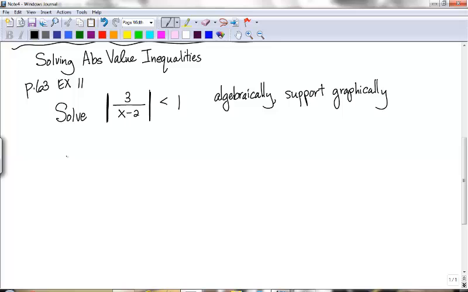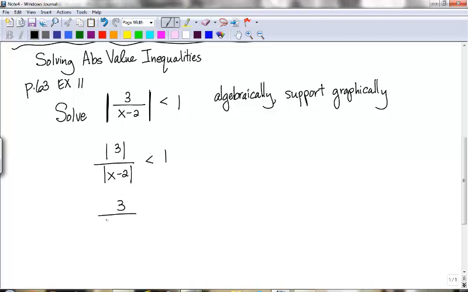One thing: when you have a fraction inside an absolute value, it is legal to split it up. The absolute value of 3 over the absolute value of x minus 2. And the absolute value of 3 is just 3. So you're down to this.